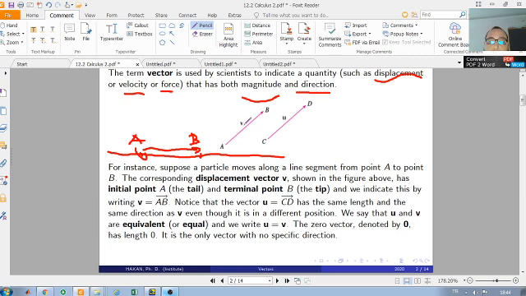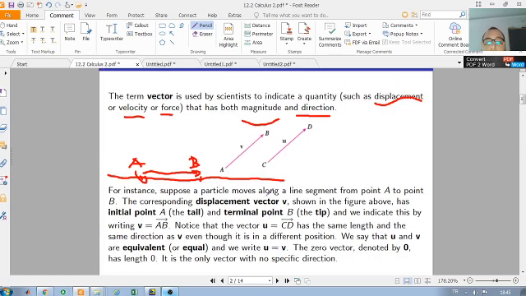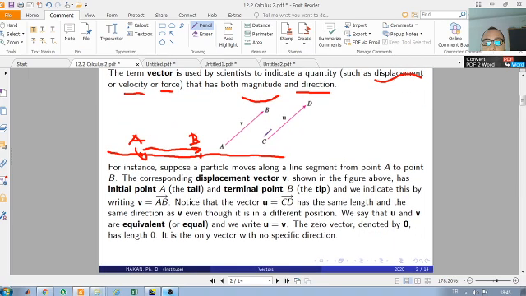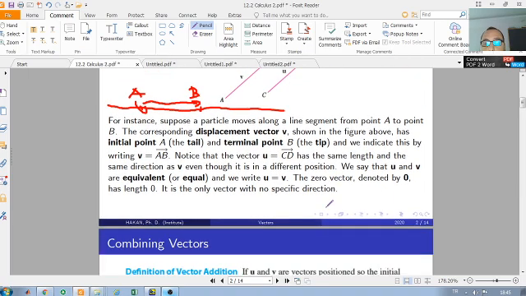Actually, if we move the vector v to here, we have the same vector, only the positions are different, but the position is not important here. We say that u and v are equivalent or equal, and we write u equals v, because we define vectors with two quantities, which are magnitude and direction. The zero vector, denoted by bold 0, has length 0.